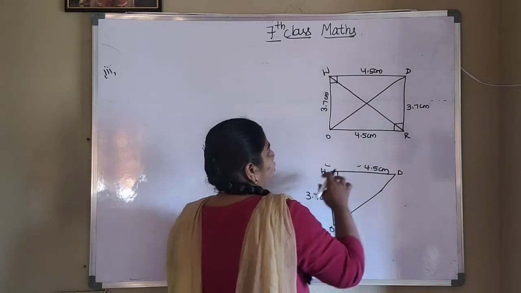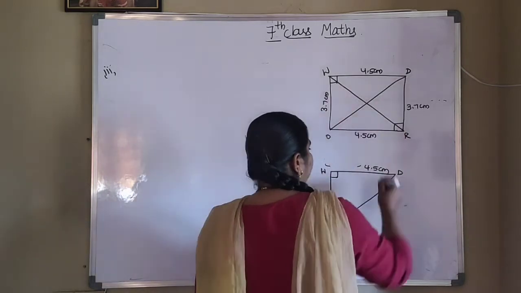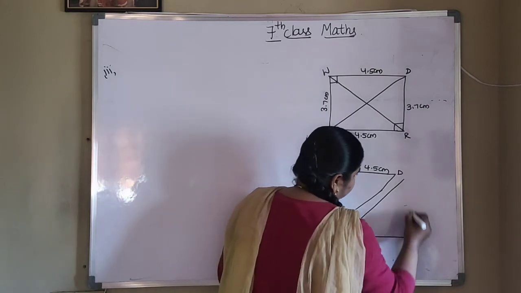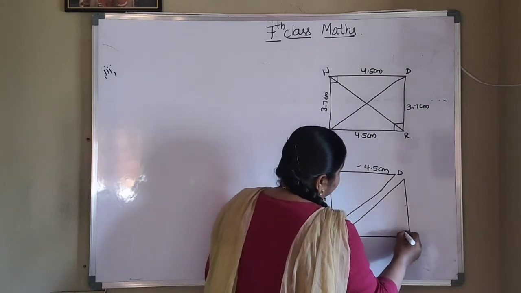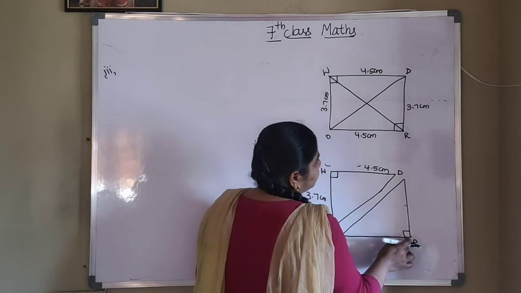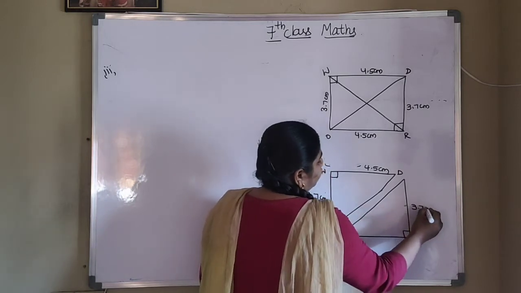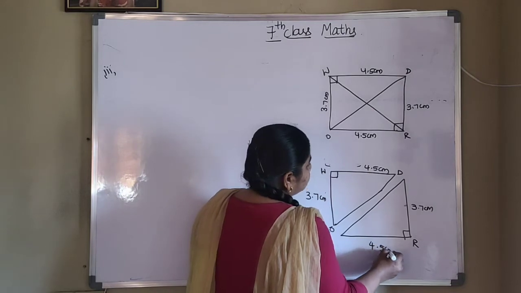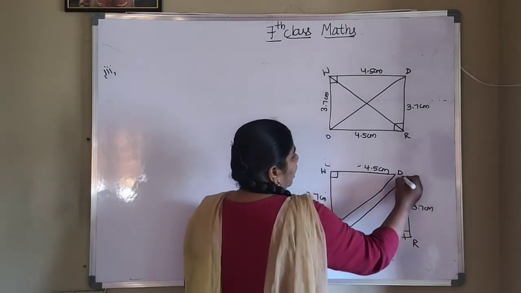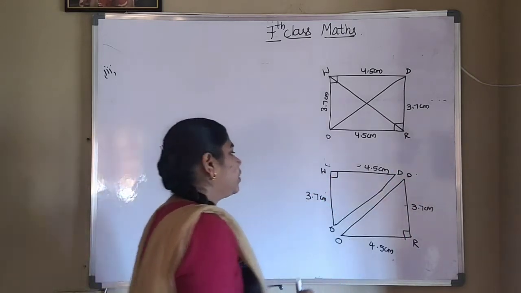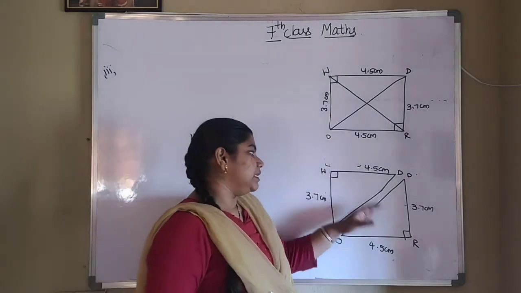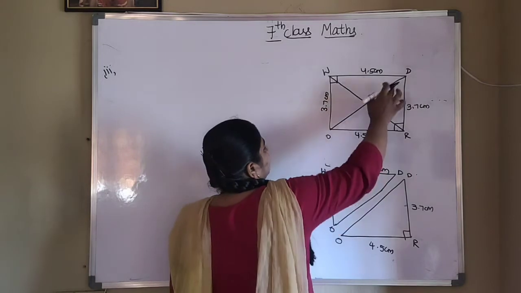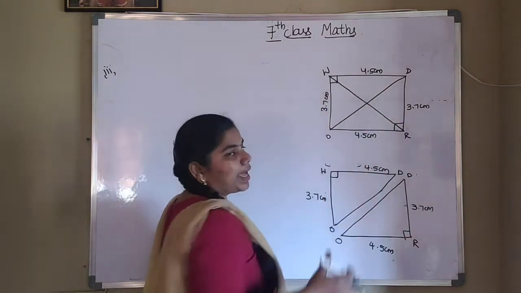Now what is the next triangle? I am taking this triangle, so it is in this form. This is R. Here it is forming a right angle, 3.7 centimeters, and here it is 4.5 centimeters. So this is O and this is D. Now whether these two triangles are congruent or not, we have to check. I have separated this total square into two triangles.